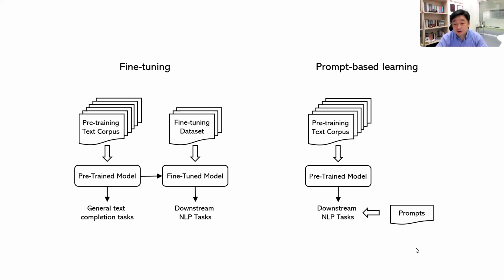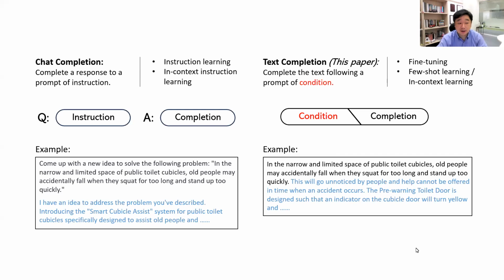Prompt-based learning doesn't require fine-tuning. It doesn't change the pre-trained model, but just interacts with the model with prompts to influence the model to generate content in certain ways that are useful for our purpose. That's exactly what ChatGPT does, which is about chat completion. When we provide a prompt of instruction, ChatGPT and other Q&A chat models will complete a response to finish this conversation or chat.